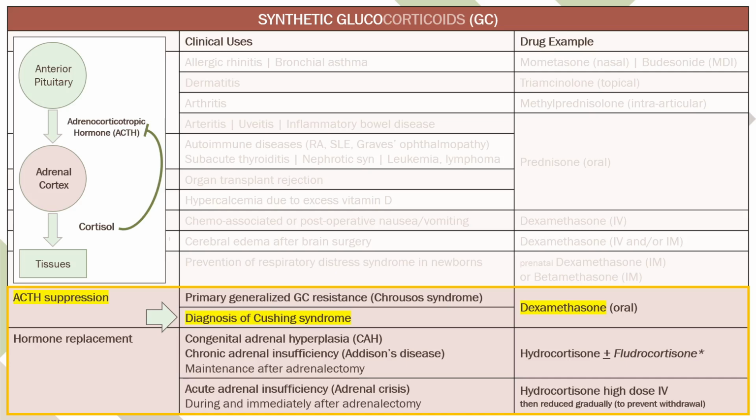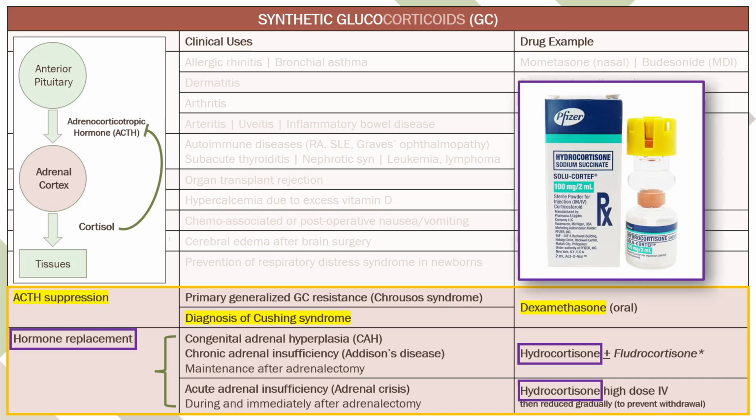Finally, one of the major reasons why we administer exogenous corticosteroids is because the endogenous production is decreased or absent, such as in congenital adrenal hyperplasia, Addison's disease, adrenal crisis, and after surgical removal of the adrenal gland. The glucocorticoid of choice for hormone replacement is hydrocortisone because it has a 1:1 ratio of anti-inflammatory and salt-retaining activities.